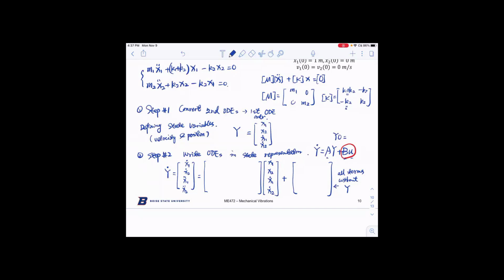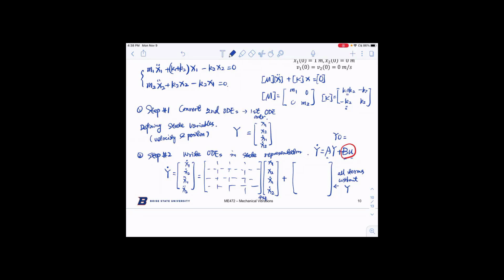So that means if in your equation you find terms that have nothing to do with x1, x2, x1 dot, x2 dot, you just consider them as constants and put them in the end. All right. So in this case, let's find out what the A is. Because your Y is a 4x1 matrix, your A is going to be 4x4.